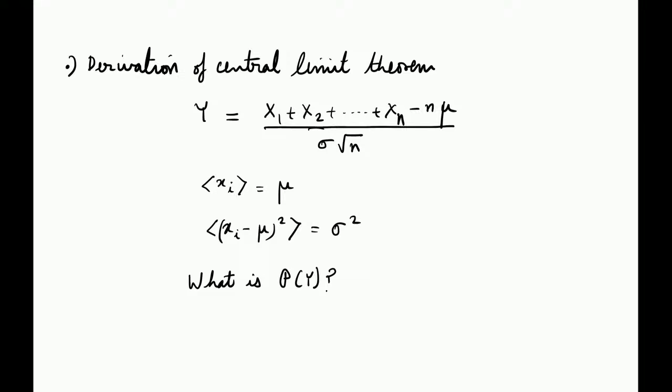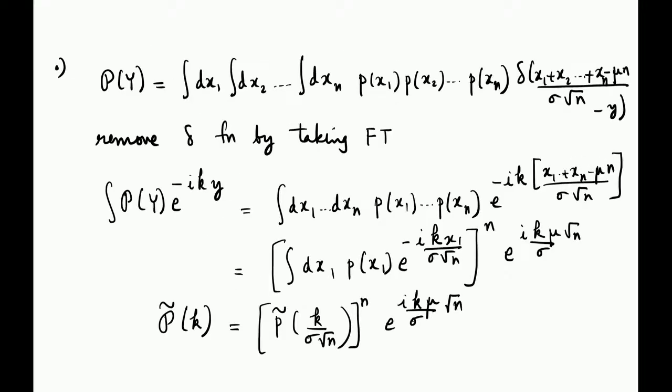with the mean subtracted out and divided by the standard deviation times root n. The mu was the mean of each xi and sigma square was the variance of each of the distribution, and the question was what is P of y. Okay. So, let me do on the board this calculation, and so we are interested in P of y.